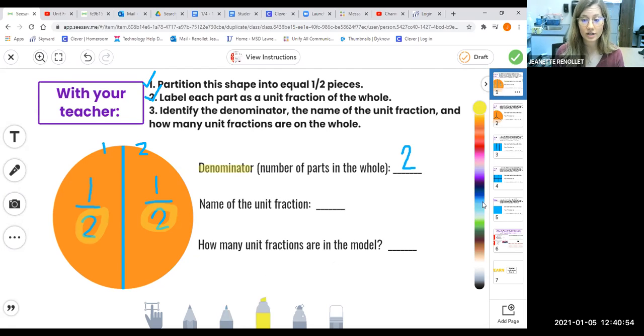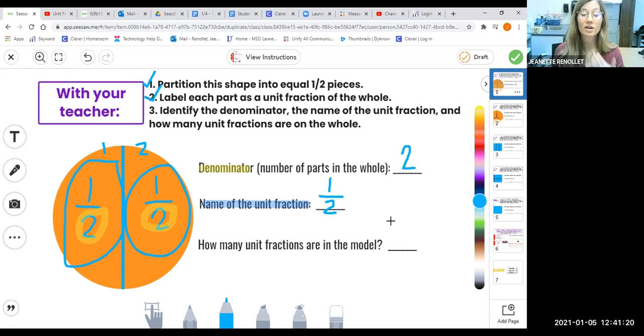The next question asks me to name the unit fraction. Remember, I've already done this work. I called each half 1/2. That's the name of each part. So the unit fraction is 1, fraction bar, 2, and we call that 1/2. Name your unit fraction right now.